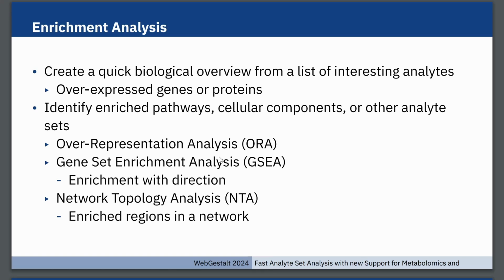And there's a lot of different methods for enrichment analysis. Overrepresentation analysis is the most popular and the most well established. Gene set enrichment analysis and network topology analysis allow you to expand the basic statistical test that ORA provides. I'll go into more detail about the first two. Network topology analysis is probably the newest, and it allows you to do this enrichment analysis, but in a network setting.